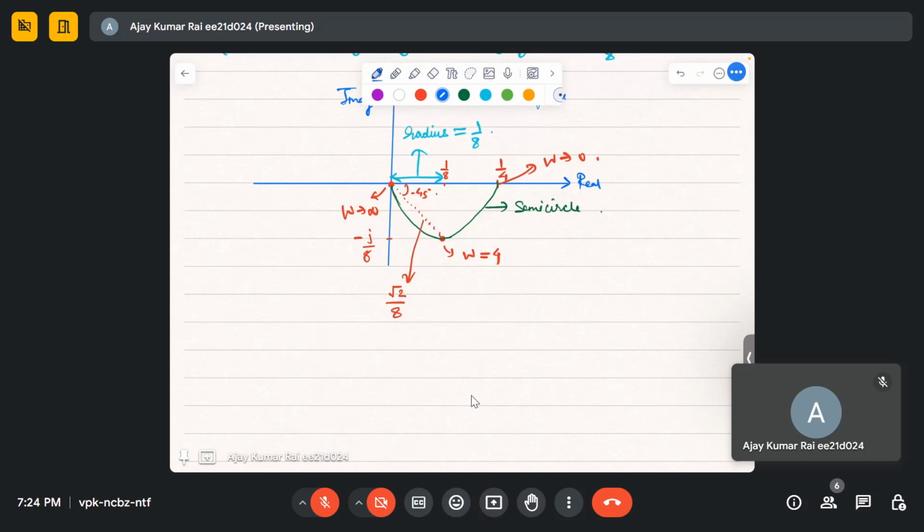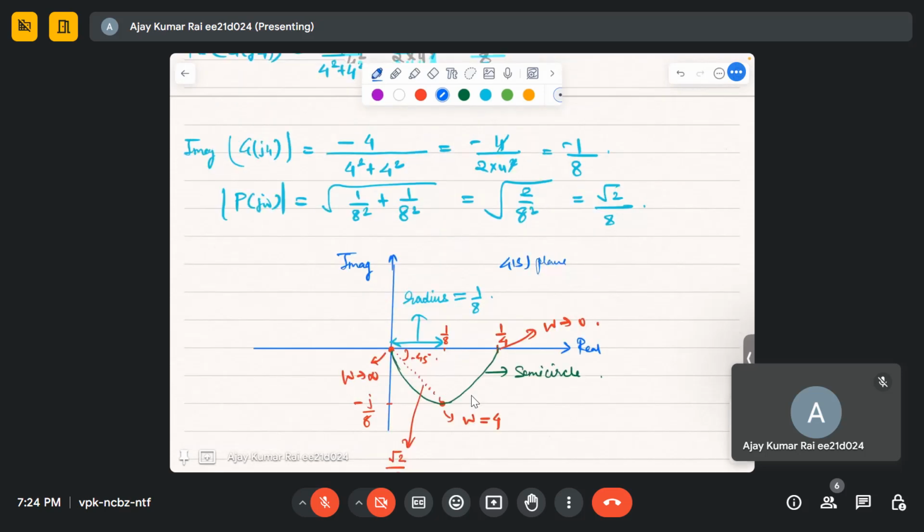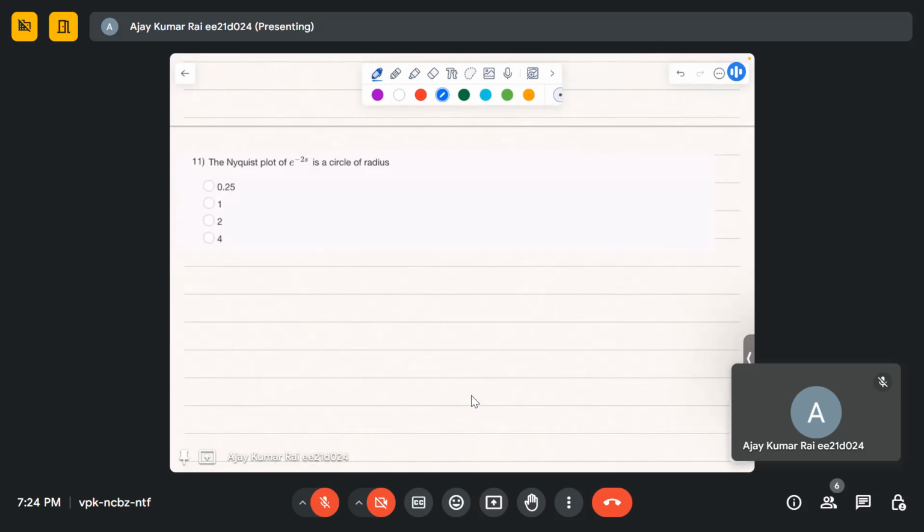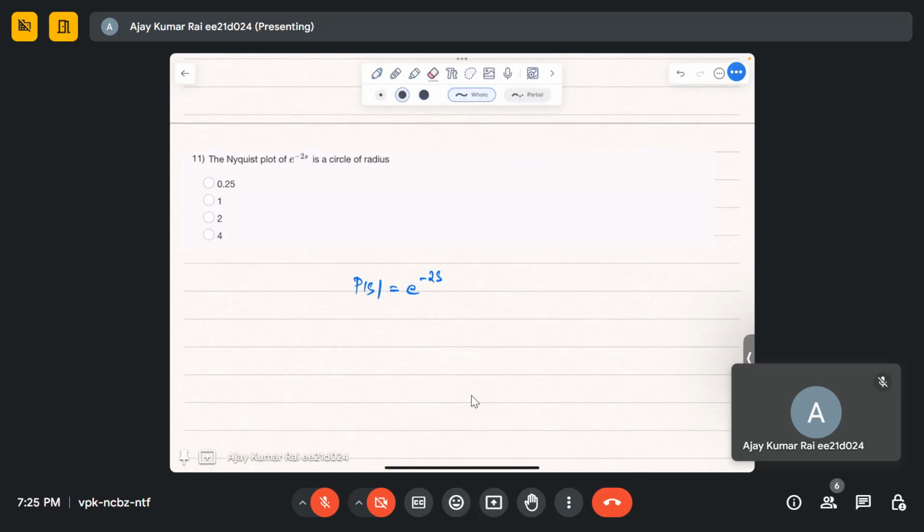Yes, so let's understand. So this is very simple. We have to plot the Nyquist plot of e to the power minus j 2 omega. Just by looking at this, the magnitude of this function is always equal to 1, right? So this is in the form of R e to the power j theta, Euler's form.